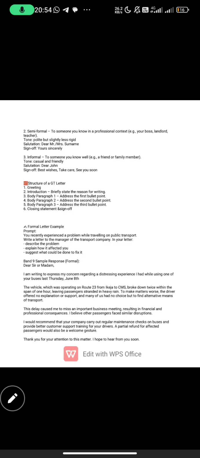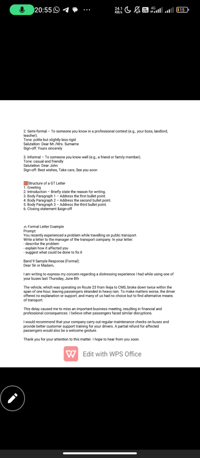Then the semi-formal letter is to someone you know, and the person is in a professional position or context. It could be your husband, but then he's your manager as well. It could be your friend, but then he's your boss as well. You know the person, but the person has a bigger professional standing than you. So it could be your boss, your landlord, your teacher. The tone is polite but slightly less rigid. You're not as rigid as the formal letter. Then your salutation is dear Mr., then you put the surname.